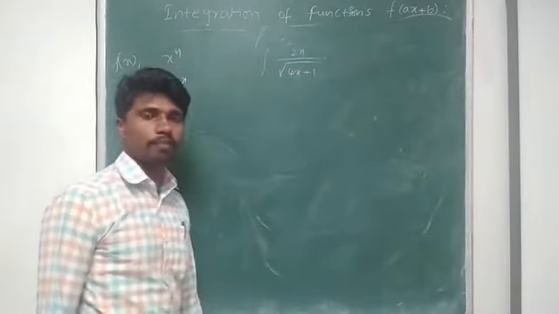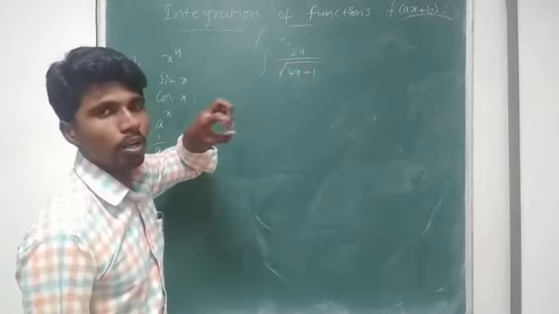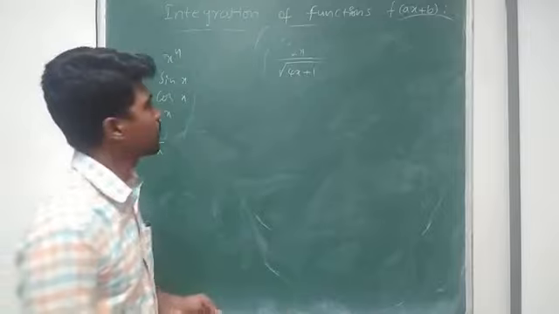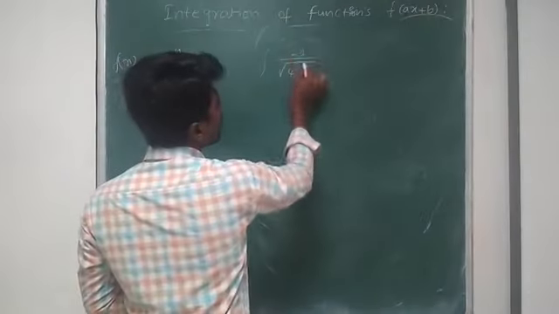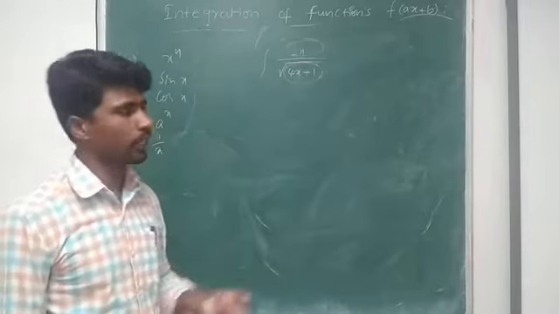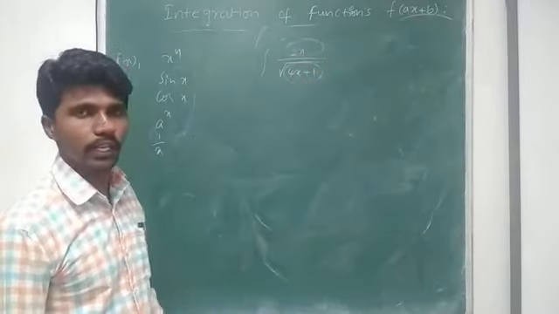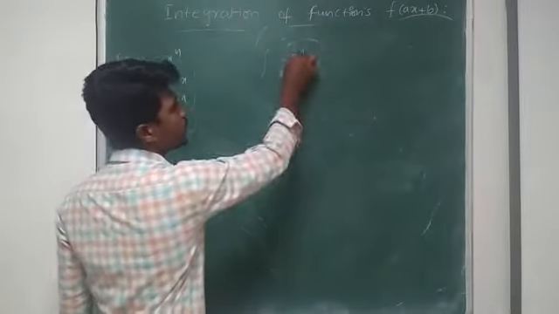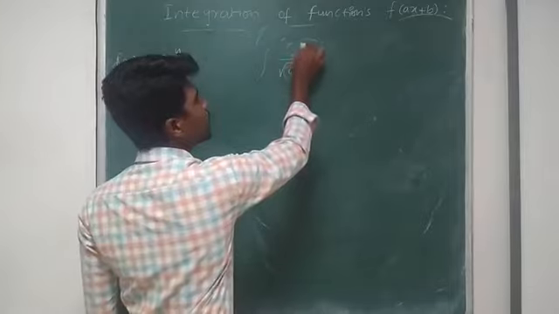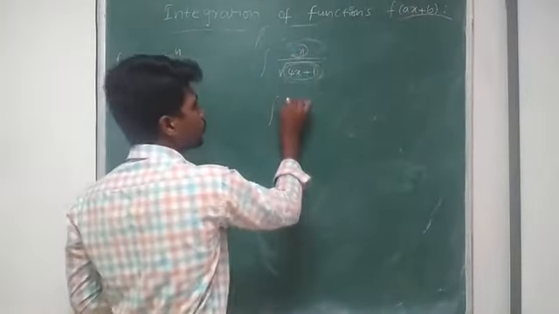2x by root of 4x plus 1. So this, with the help of suitable operations, suitable multiplication, addition, subtraction, I convert the numerator into the form of the thing under the root. To do that, I have here 2x, but it is in the form 4x plus 1. So this must be multiplied by 2. So what do I do? Multiply by 2, 4x.